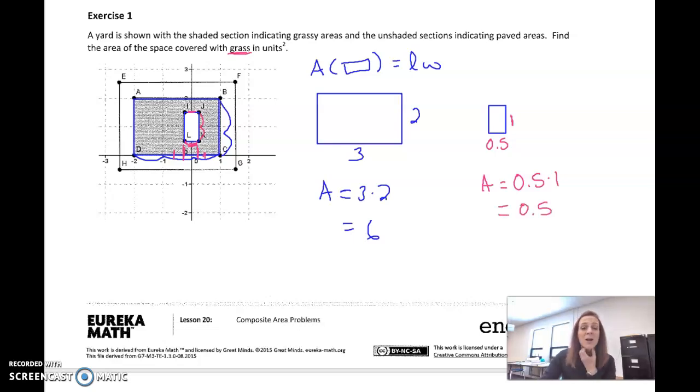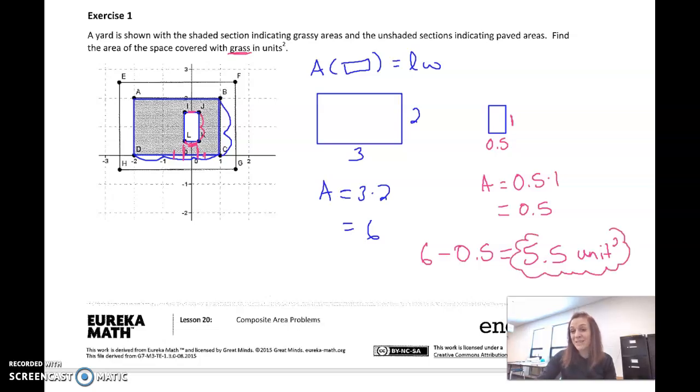Okay, but I want just the area of the shaded region. So remember, if I have the area of the whole thing, I can subtract out the area that I don't want to get what's left over. So I'm going to go 6 minus 0.5, and I'm going to get 5.5 square units. And again, I wrote square units before. This time I'm writing units squared, but they're always said square units. Okay? All right, so again, both of these problems we're subtracting.